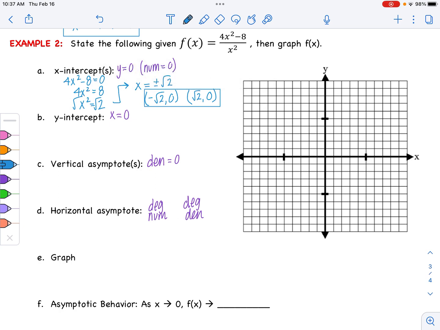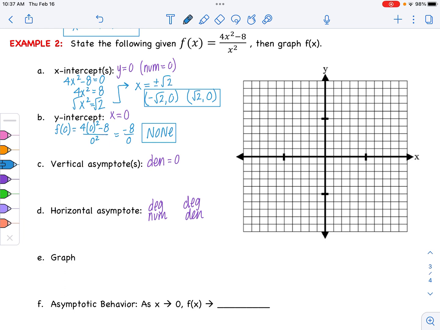Y-intercept, set x equal to 0. So f of 0, 4 times 0 squared, that's going to go away. You get negative 8 over 0. Well, you cannot divide by 0. So in this case, I will not have a y-intercept. None. And that's okay. You just cannot divide by 0.